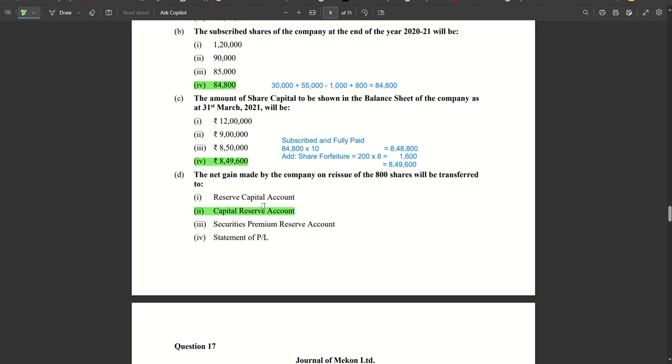And the last one is straightforward. The net gain made by the company on reissue of 800 shares will be transferred to, so any profit made on reissue of shares is transferred to capital reserve account. Okay, so option 2 is the answer here.